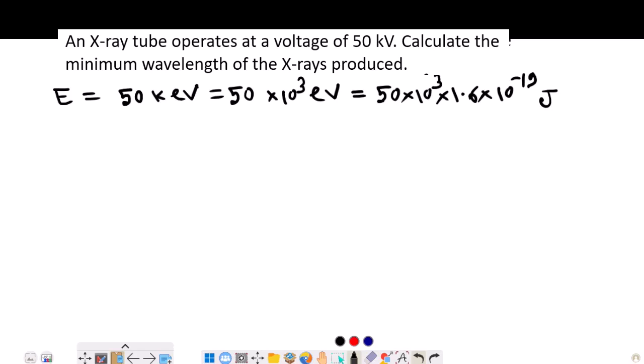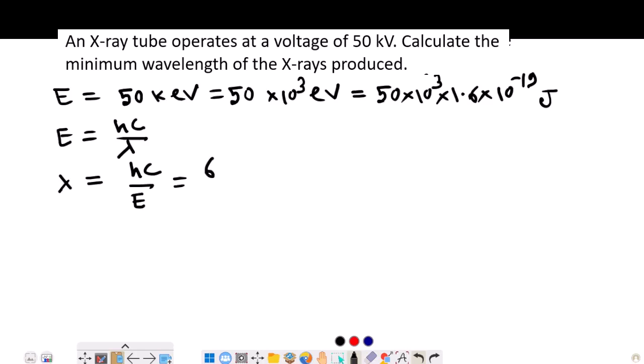We have to find the minimum wavelength of the X-rays produced. Let's say the minimum wavelength is lambda. Then we know that E is equal to hc by lambda, or lambda is equal to hc divided by E. So put the values of hc and E.